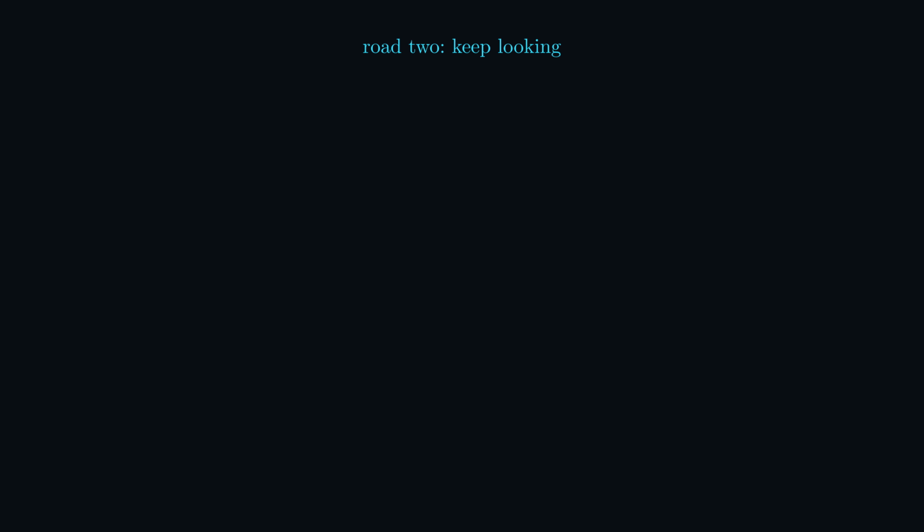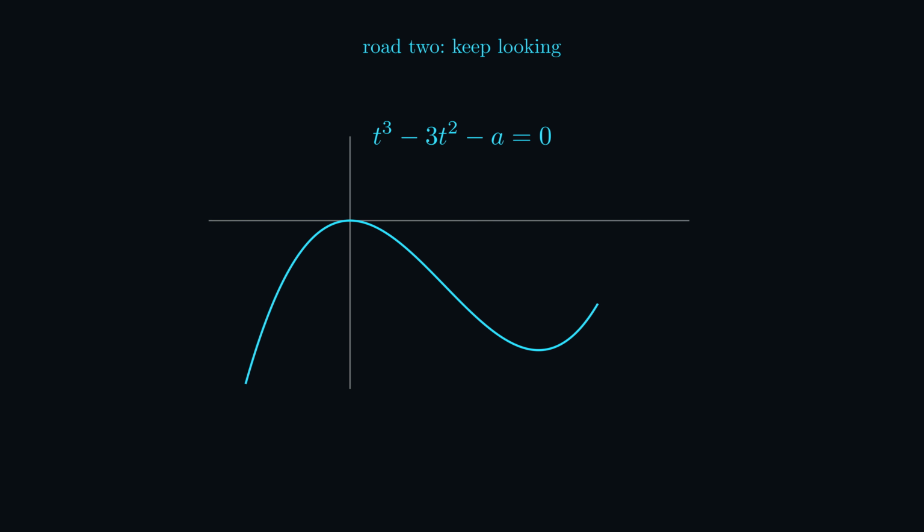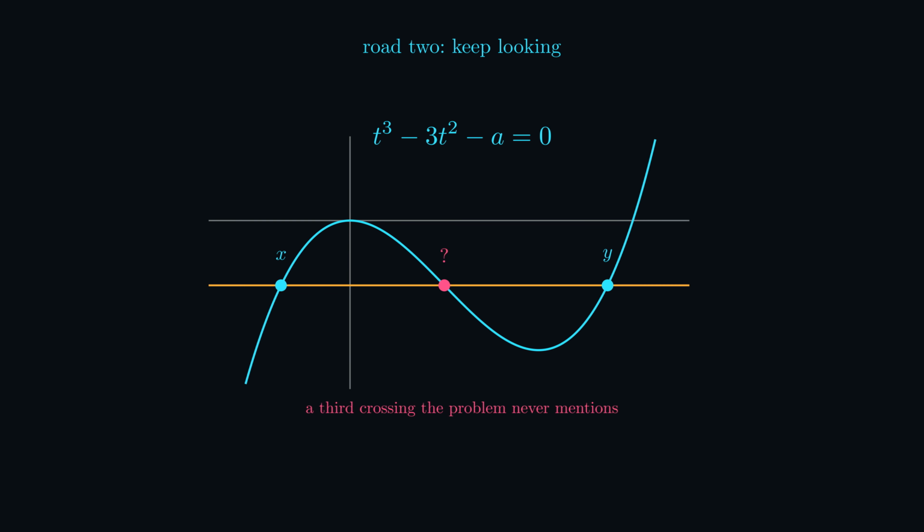Road 2 keeps the picture and changes what it looks at. Fix the height up and ask for every t with t cubed minus 3t squared equal to a. Move everything to one side and it is a cubic equation. T cubed minus 3t squared minus a equals 0. A cubic has 3 roots. 2 of them are the numbers we were given, x and y, the 2 points where the horizontal line meets the curve on either side.